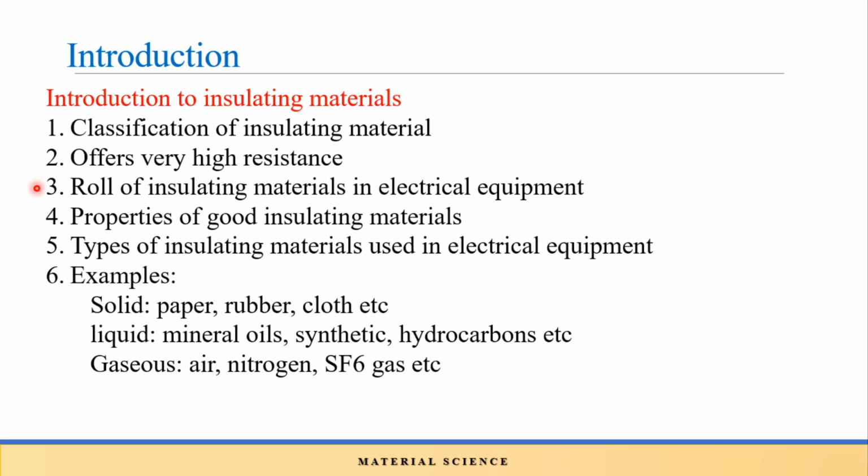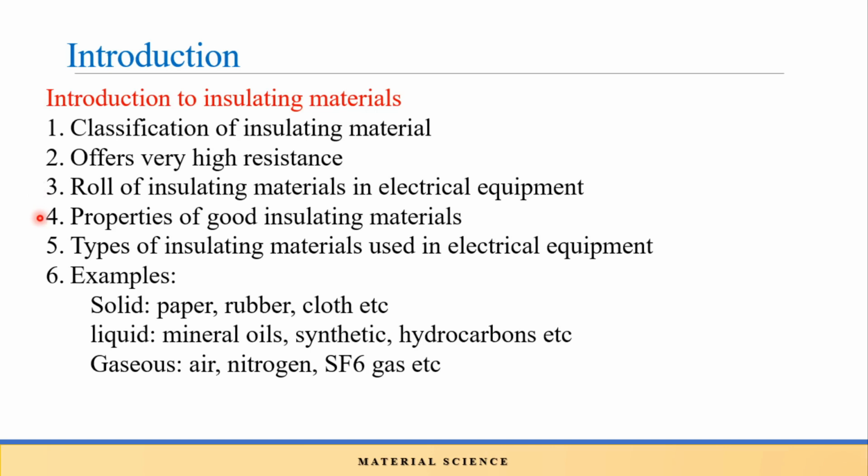Everywhere. In order to protect these equipments from each other, we need an insulating material. So that is the important role of insulating material: to provide safety as well as to protect an equipment from different potential levels, or from the leakage current or fault current. So this is the main role of an insulating material in electrical as well as electronic equipment.